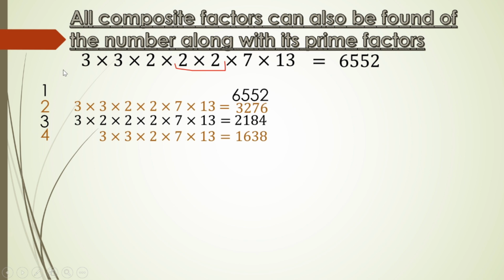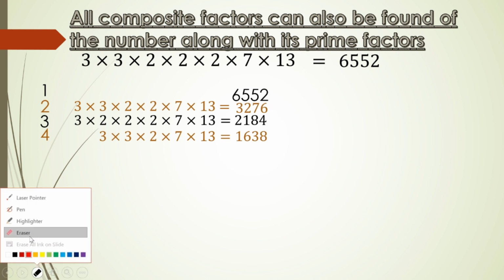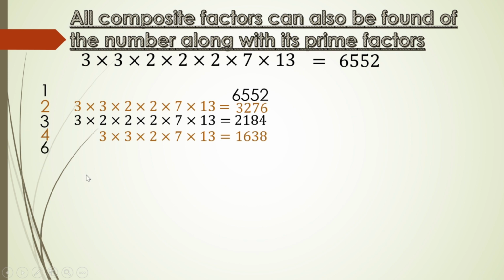Is 5 a factor? No. I'm not looking here again, I'm just looking here. 5 is not present in the prime factorization, so 5 is not a factor of this. Okay, is 6 a factor? Yes, because 3 into 2 is present in the number. As 3 into 2 is present in the prime factorization, 6 is a factor and the cofactor is the product of the rest of the factors leaving 3 and 2, which gives you 6.